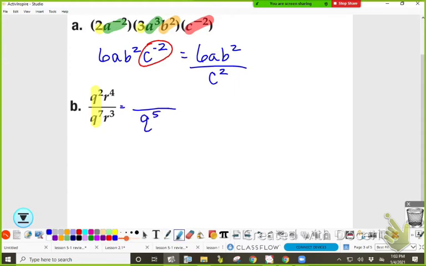And then it'd just be R on top, right? Yep, that it would just be an R on top because you have 4 on top and 3 on bottom, so you'd be able to cancel 3 of them. That'd leave 1 on top.